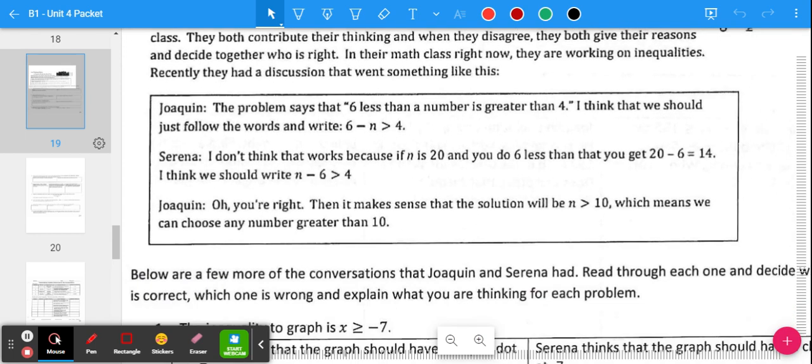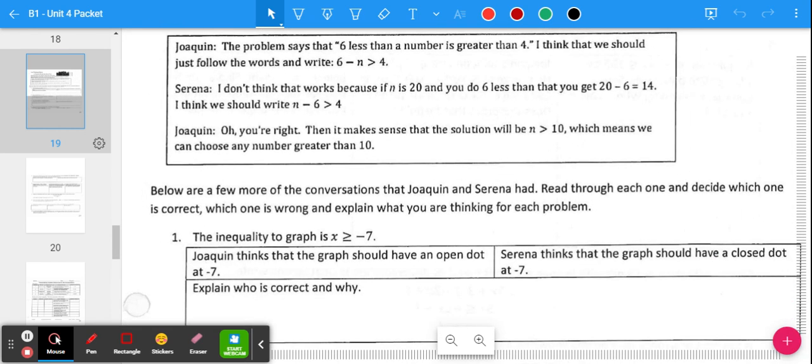Joaquin says that 6 less than a number is greater than 4. I think we should just follow the words. 6 minus n is greater than 4. Serena said, I don't think that works because if n is 20 and you do 6 less than that, you get 14. I think we should write it n minus 6 is greater than 4. Joaquin says, oh, you're right. And then it makes sense that the solution would be n is greater than 10, which means we can choose any number greater than 10.